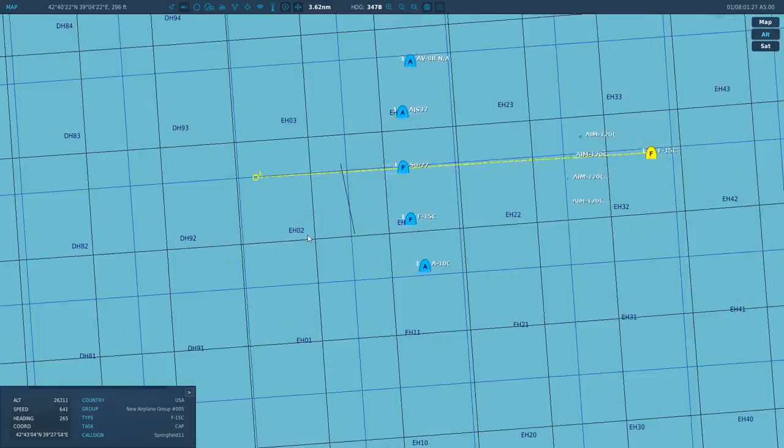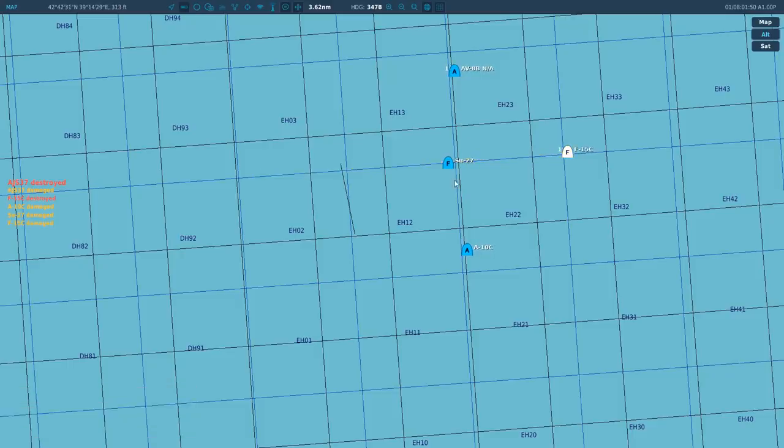Watch this. Oh my God. They all hit. They literally all hit. That one, that one, that one, and that one. I know these guys didn't die, but they were hit and they're damaged. And that was feigned surprise.